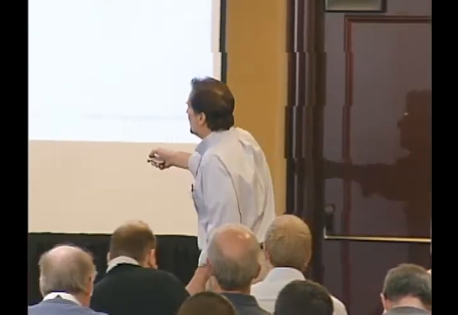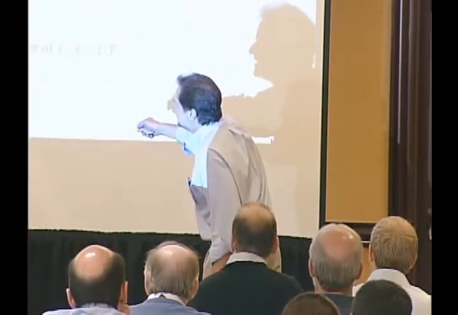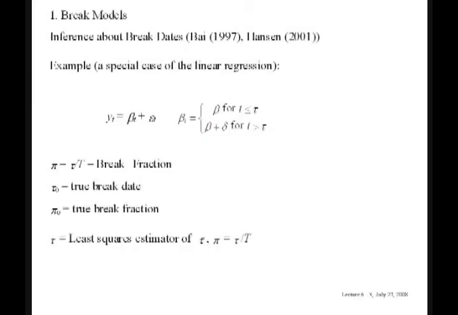And I will probably needlessly bounce back and forth between talking about estimating tau and pi, break date and break fraction. Of course, if you know the sample size, it's the same thing. Okay, we're going to think about estimating these break dates, or break fractions, by Gaussian maximum likelihood. And of course, that's just least squares. So we're going to estimate these by least squares.